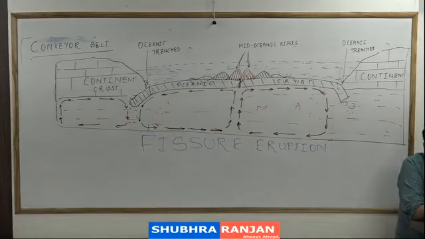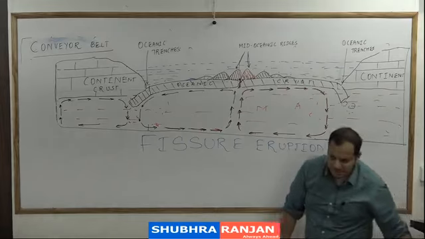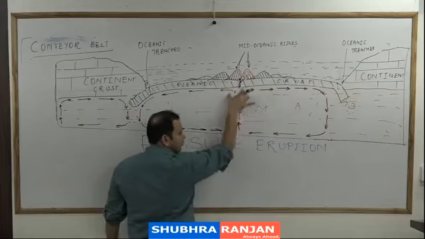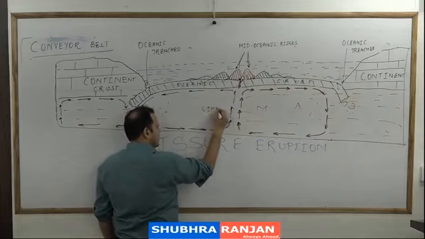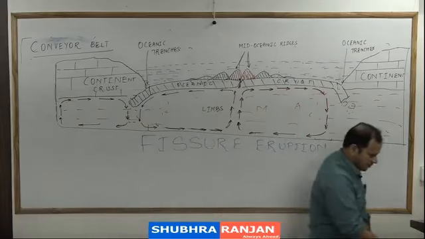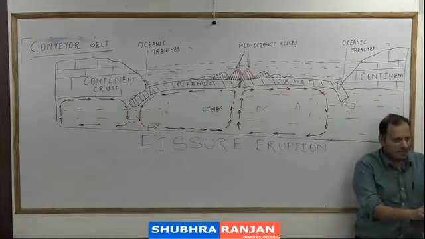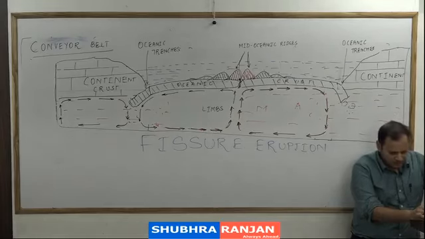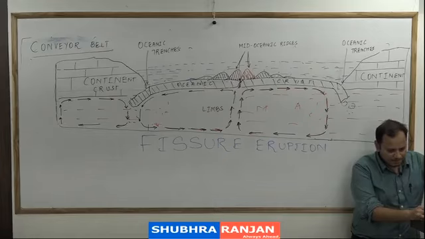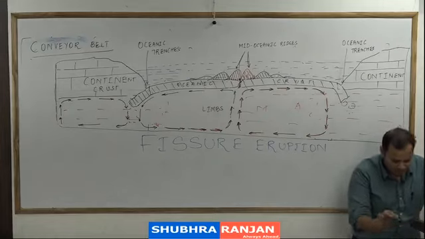Next point, the rising limb of the convectional currents. Rising limbs. You call these limbs, or you can even write in simple words the rising convectional current. The rising limbs of the convectional current break the oceanic crust and cause divergence. Full stop.